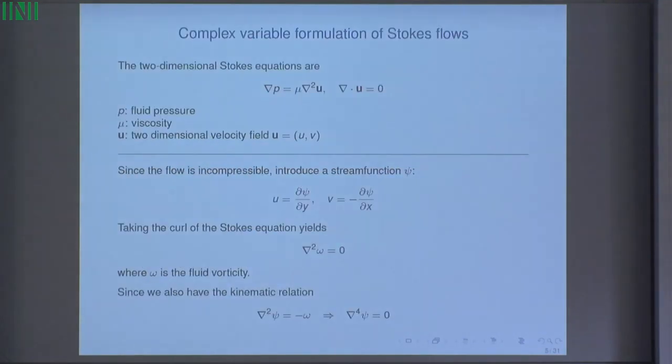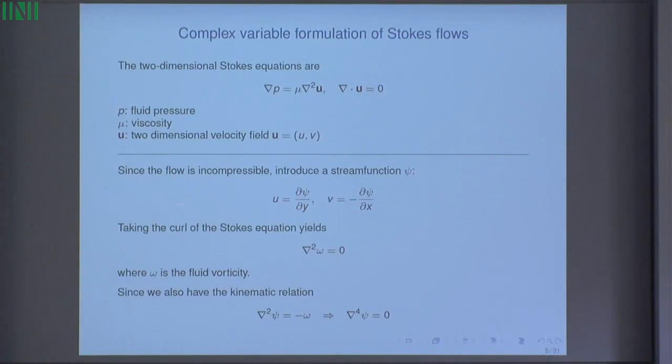The governing equations for viscous flows are the Stokes equations, which are given here. P is the pressure, mu is the viscosity, and U is the velocity field, since we're considering two-dimensional Stokes flows. What we'd like to do is to analyze the problems in complex variables. We introduce this real function, the stream function psi, because since the flow is incompressible, the velocity components U and V can be written in this form here.